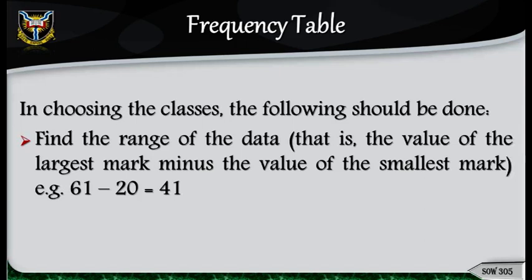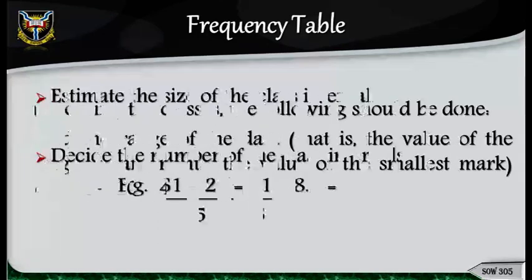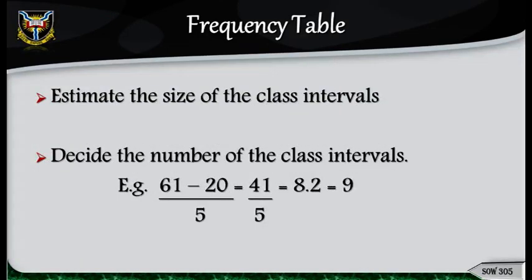In choosing the classes, the following should be done. 1. Find the range of the data, that is, the value of the largest mark minus the value of the smallest mark. For example, 61 minus 20 is equal to 41. 2. Estimate the size of the class intervals. It may be less than 10 if the total number of classes is small, and it may be more if the total is very large.